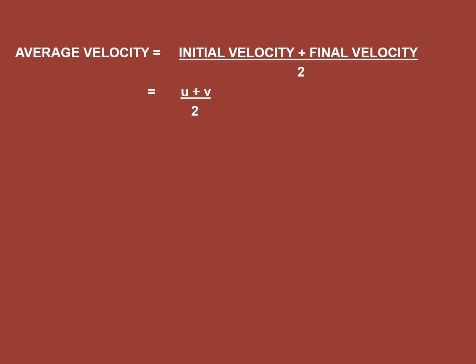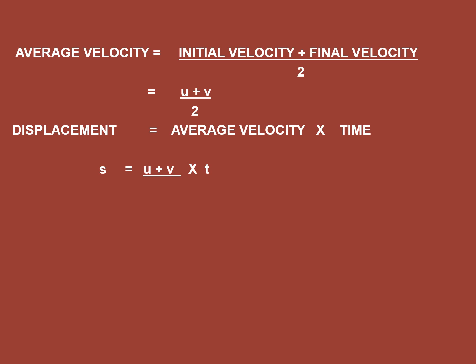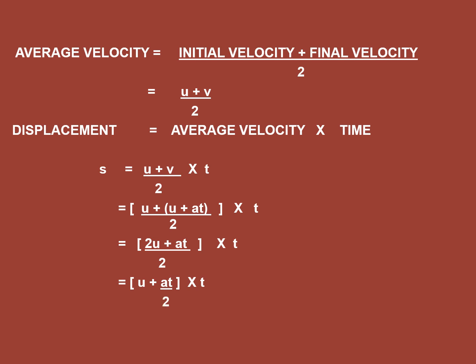Displacement of the object is equal to average velocity multiplied with time. Placing the value of average velocity from here, it becomes s equals to (u plus v) upon 2 multiplied by time t. From the first equation of motion, we can replace v by u plus at, making (2u plus at) by 2 multiplied with time t. Dividing 2u plus at by 2 makes it u plus at by 2. Multiplying t in the bracket gives us the second equation of motion, s equals to ut plus half at square.